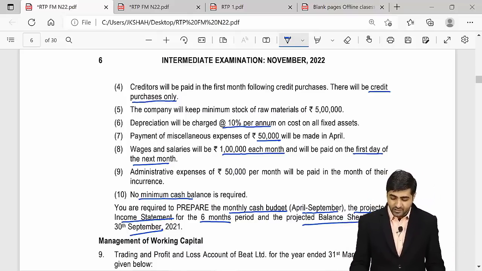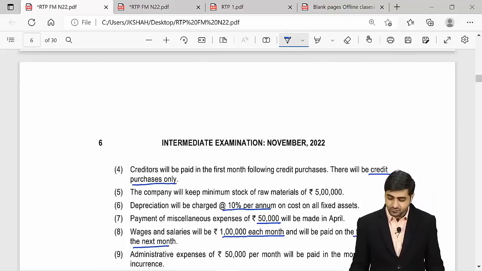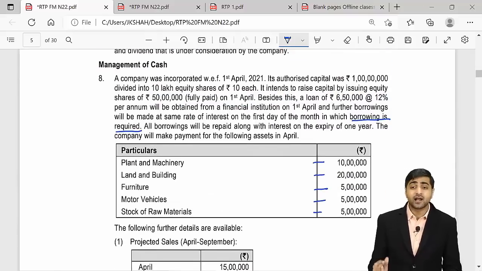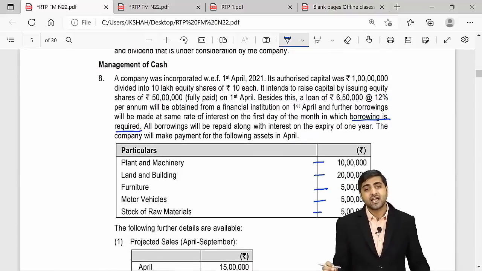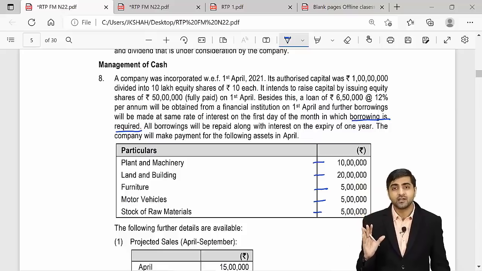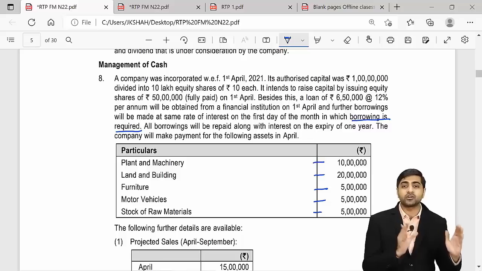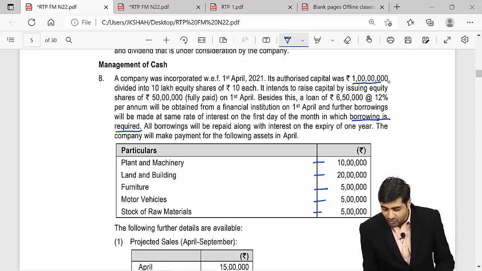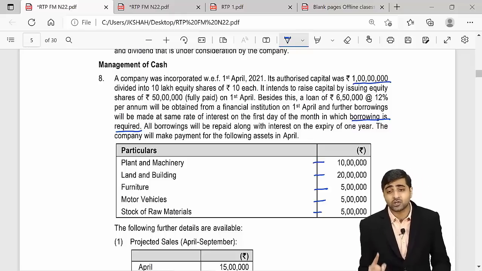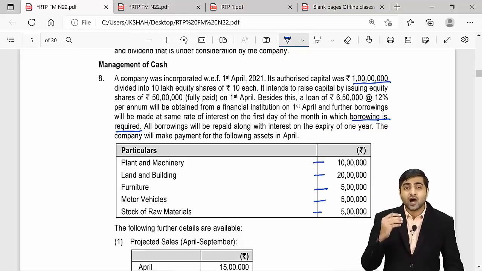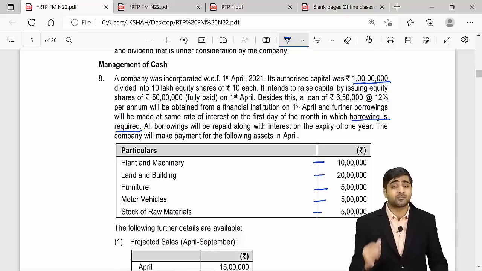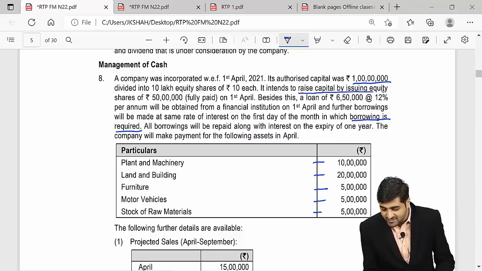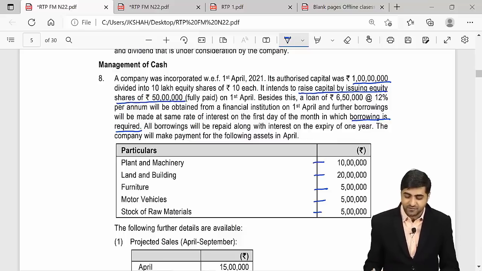So starting with what? If you consider here, you have first of all some data which is given to you regarding your issue of equity shares and your loans which are supposed to be taken. So we are going to substitute that on your receipt side. You guys can just check here, there is an authorized capital of rupees 1 crore, but we are not concerned with authorized capital. We are concerned with how much is the capital which is being issued by the particular company. So it is mentioned that the company intends to raise capital by issuing equity shares of rupees 50 lakhs.